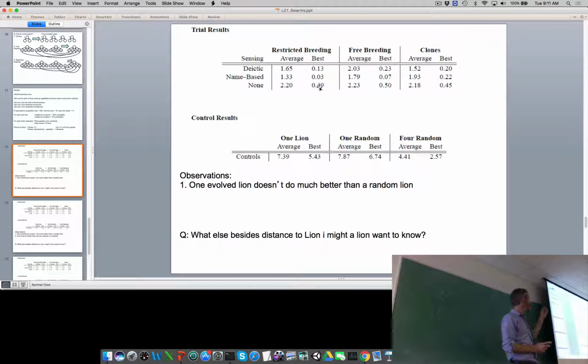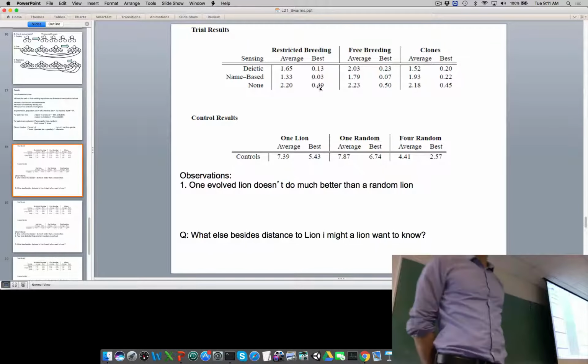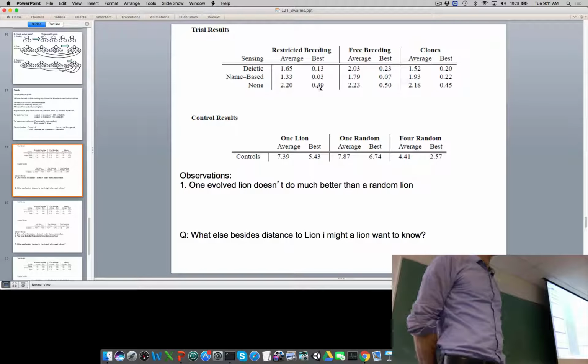So the clones, in the case of name-based sensing, they're basing their strategy on vectors that say things like the vector that connects lion 1 to the gazelle, the vector that connects lion 4 to the gazelle. I still don't understand why name-based sensing is better than deictic sensing. It's not in this case. In most, though. We will look at the cases where it's better. Why is it worse in this case? Let's focus just on the clones for a minute.